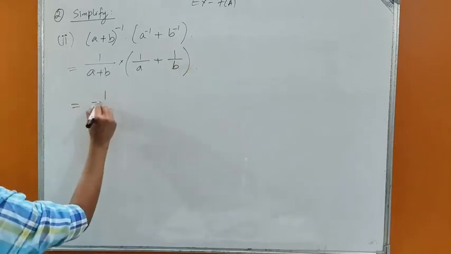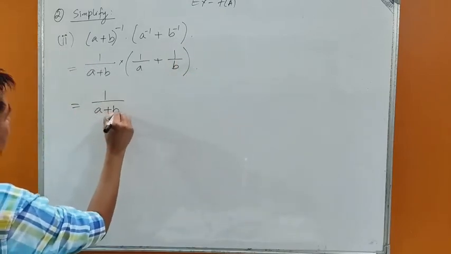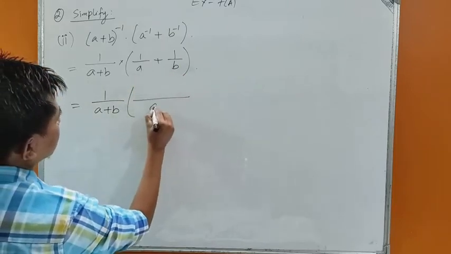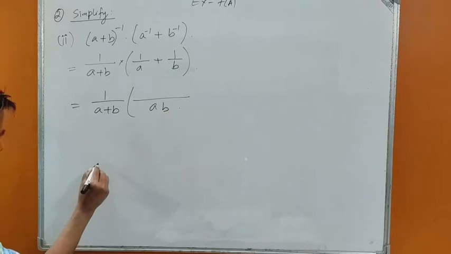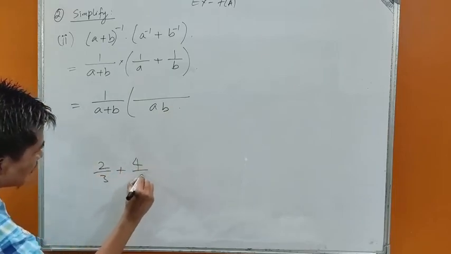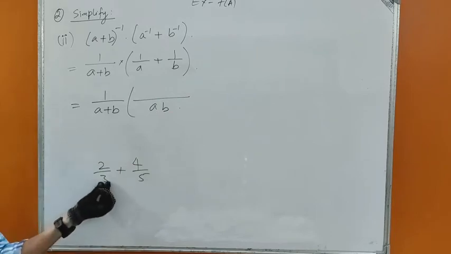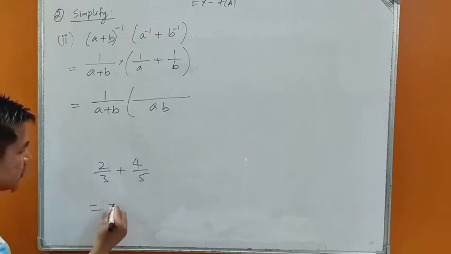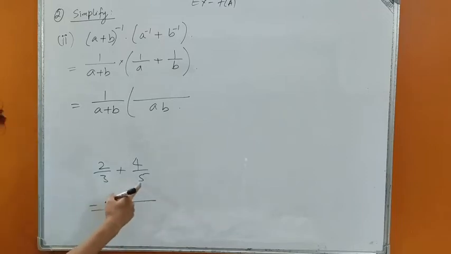Now we have 1 upon a plus b here. Let us take the LCM of a and b. It is ab, isn't it? Suppose we have a number like this, 2 upon 3 plus 4 upon 5. What we usually do is, if there is a number like this and there is no common multiplication table between these two numbers, while taking the LCM, we directly multiply these two numbers.